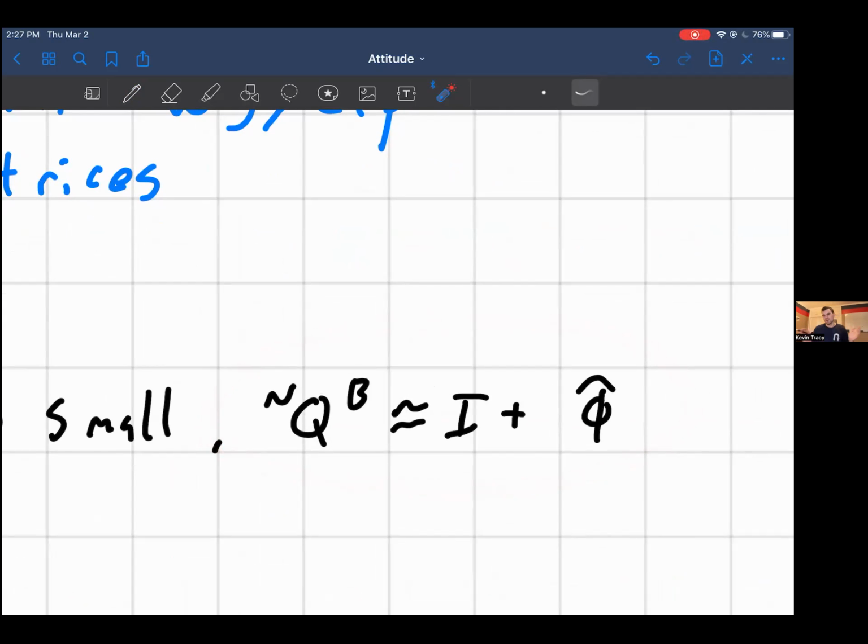This is used all the time in filters and controllers and derivations, when you take things to the limit as phi goes to 0. So very, very small rotations. In practice for control, this works in the small angle approximation region. So maybe 20 degrees is a good rule of thumb.